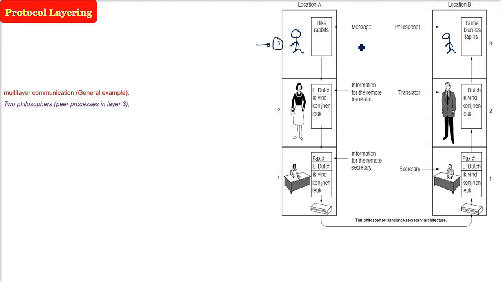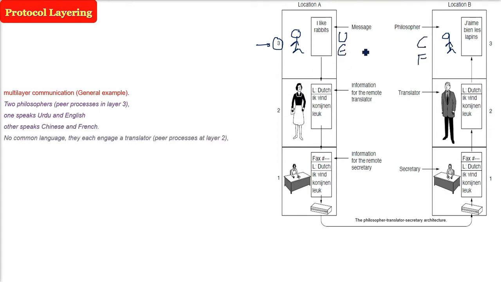They want to talk. But one of the philosophers can only speak Urdu and English. The other one only knows Chinese and French. So there is no common language between them. So they will engage, or hire, a translator. Now these 2 translators of different philosophers are at layer 2. They are peers because their whole work is translation.